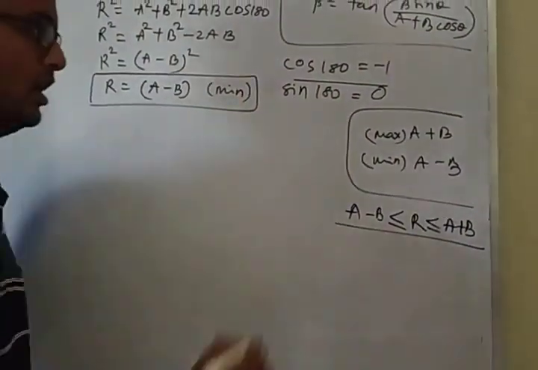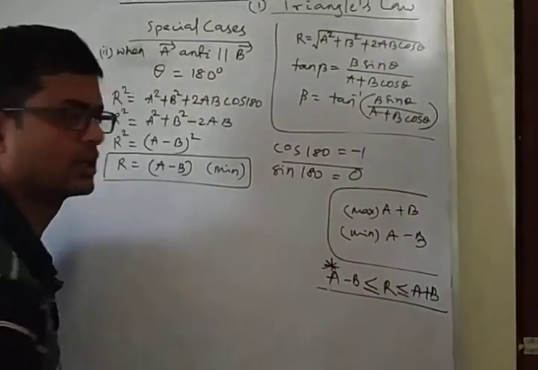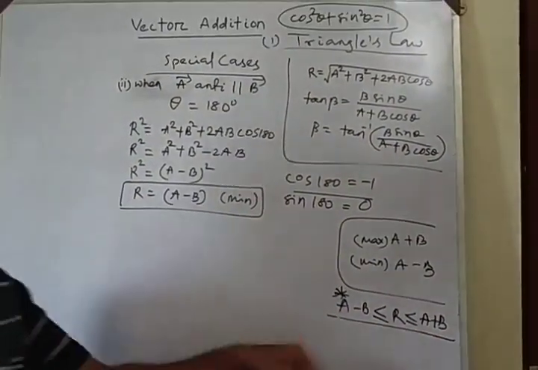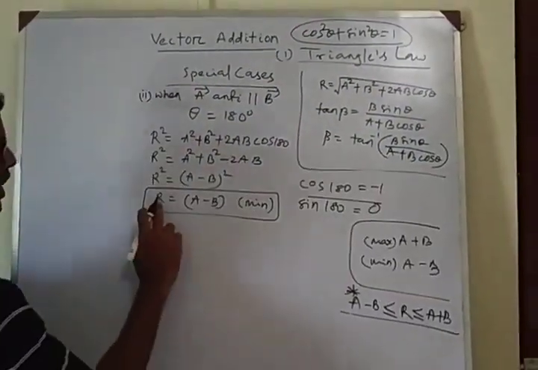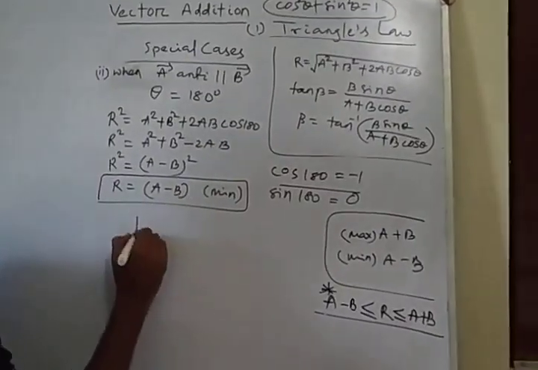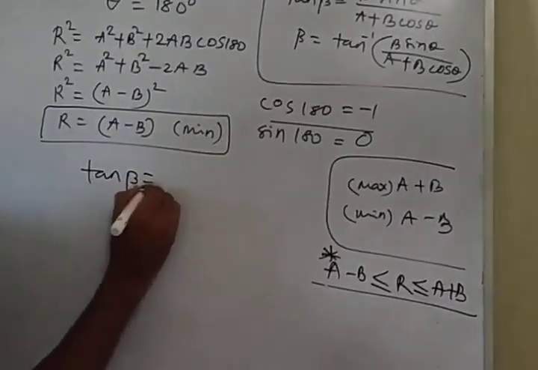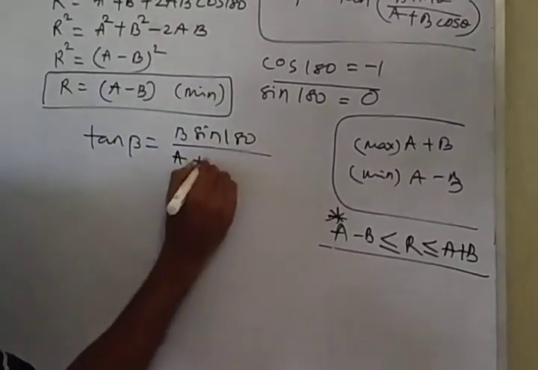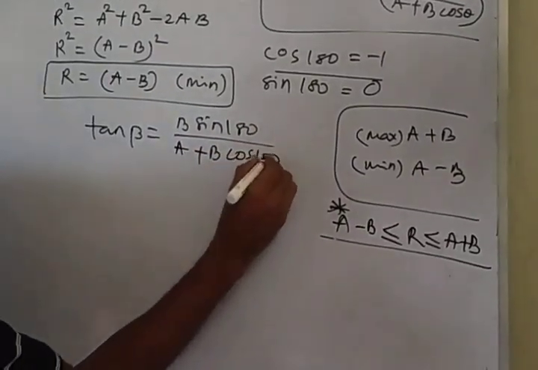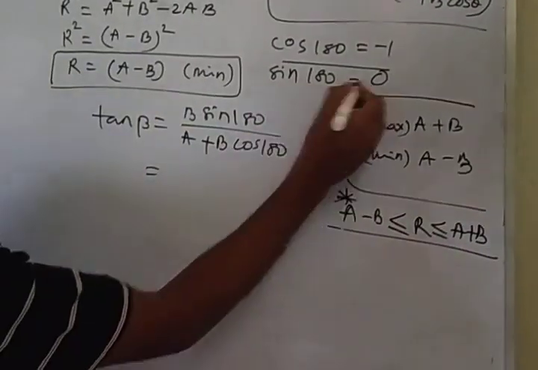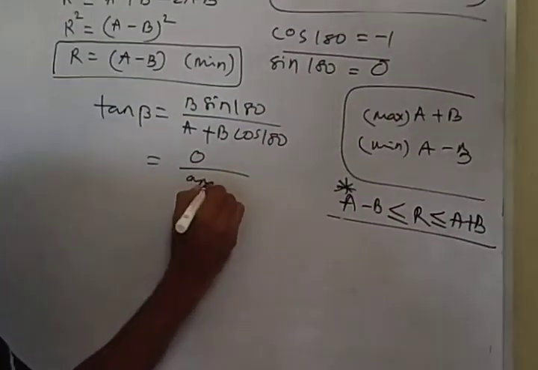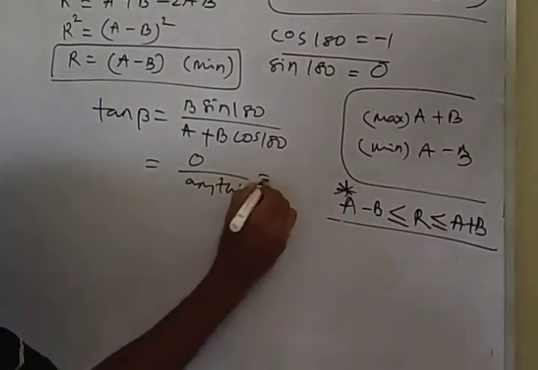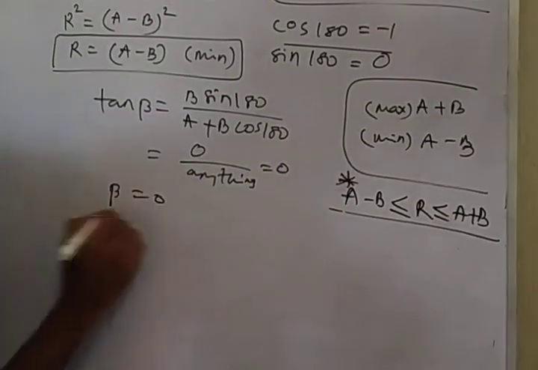Why am I putting a star mark? You will get n number of entrance questions on this. We will discuss it later. So r equals a minus b, the minimum value. Now I am calculating tan beta equals b sin 180 by a plus b cos 180. Again sin 180 is 0, so 0 by anything is 0. So basically beta equals 0.